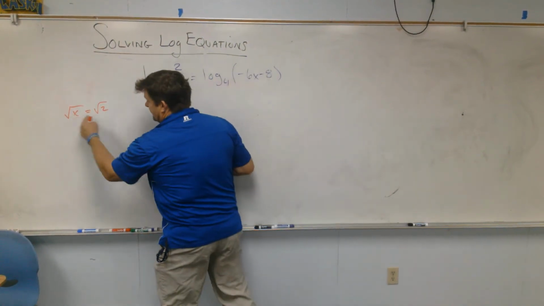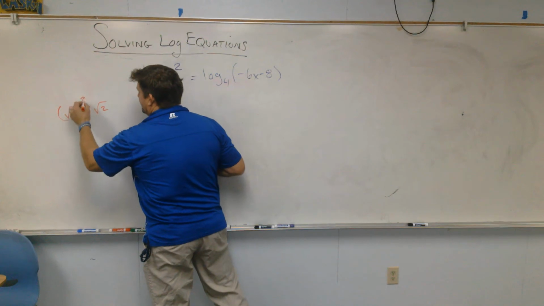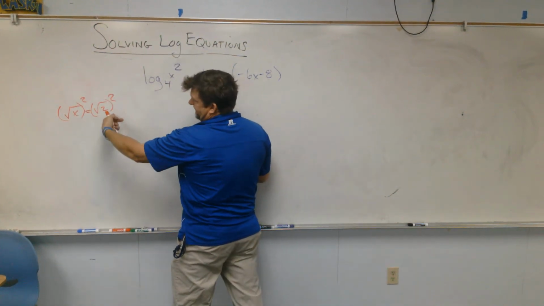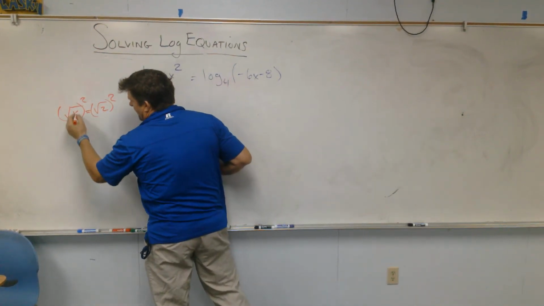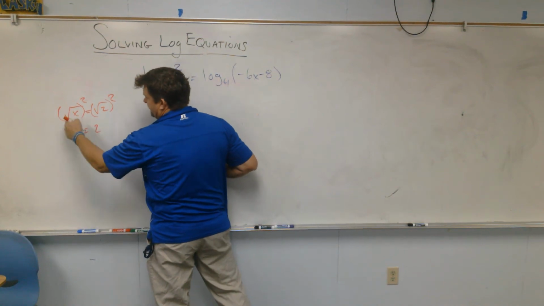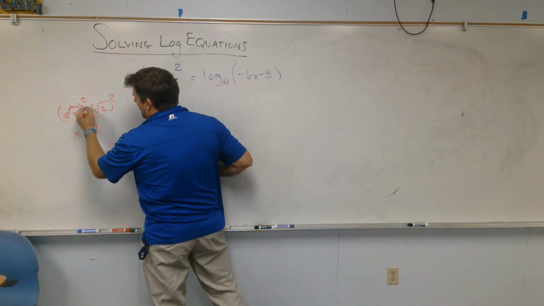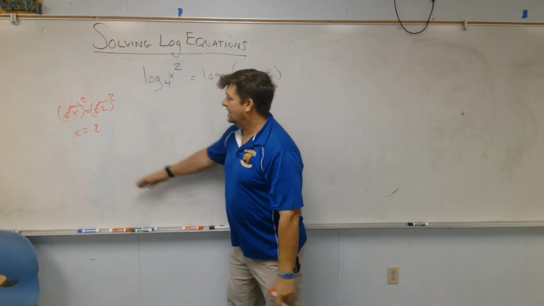I have the same exact thing on either side. So if I squared both sides, what happens? Well, I end up getting x equals 2 because of the square roots. The one-to-one makes those things cancel out, and that's my answer.